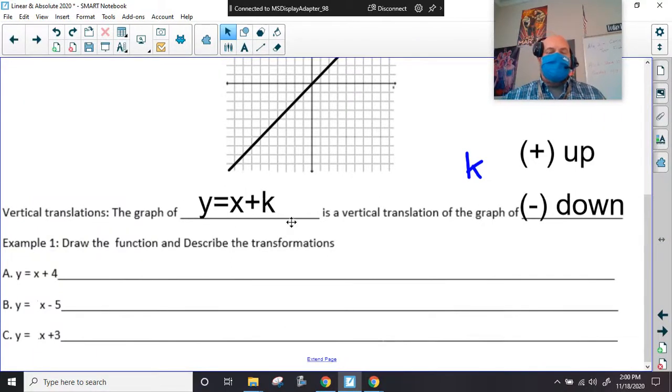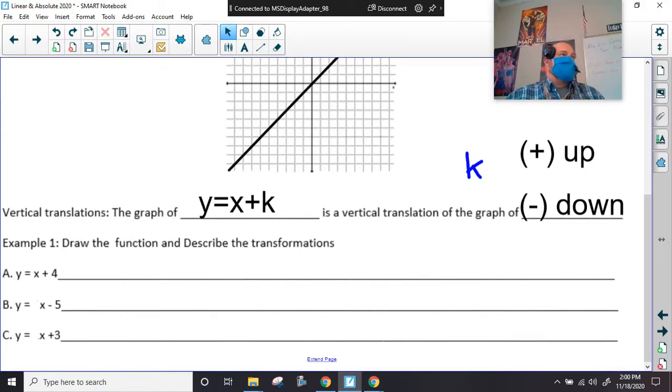Now, this is going to be our main equation that we're going to use: y equals x plus k. And for k, if it's positive, it moves it up. If it's negative, it moves it down. K is the easiest letter in our transformations or translations.